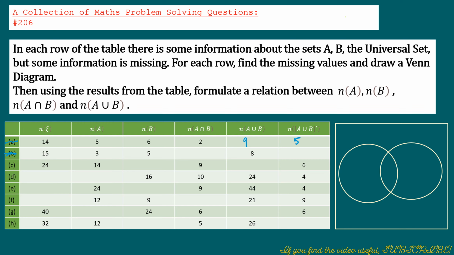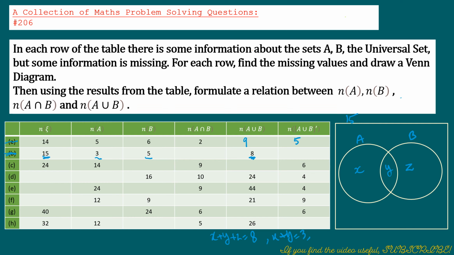For the B part, the universal set is 15, then A is 3, B is 5. They've given us A union B, which is 8. So if this was A, that's B, and this is X, this is Y, this is Z, then A union B being 8 would mean X plus Y plus Z equals 8. And you would have X plus Y is 3.